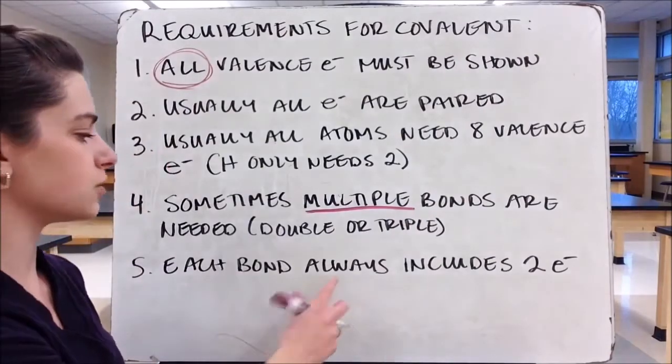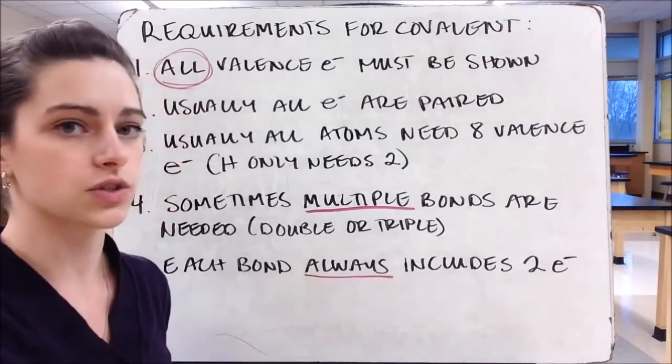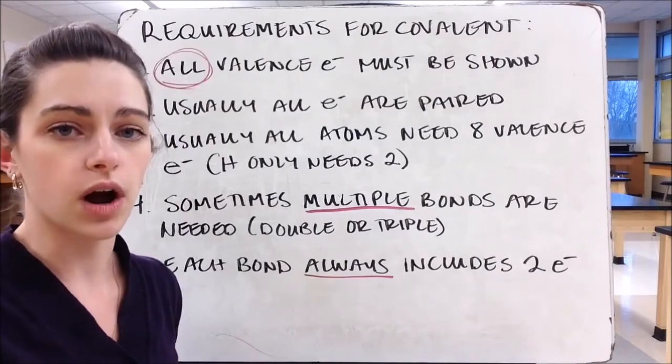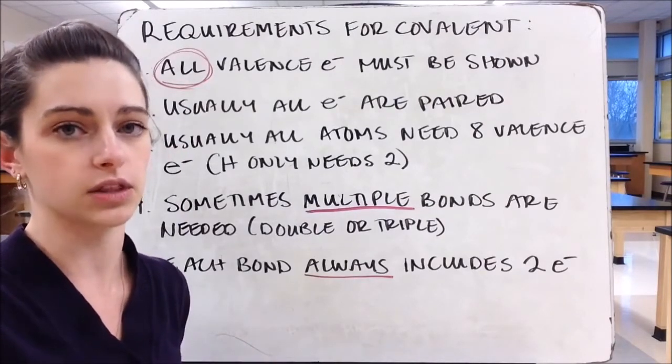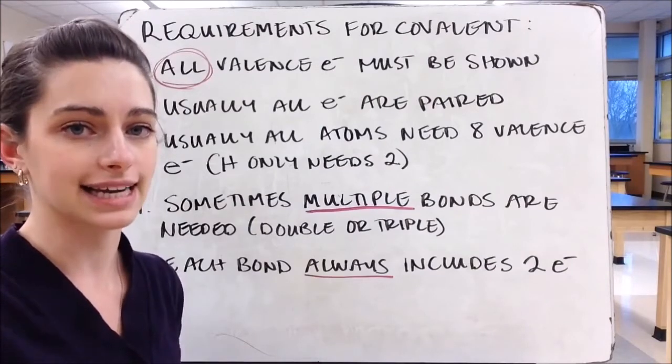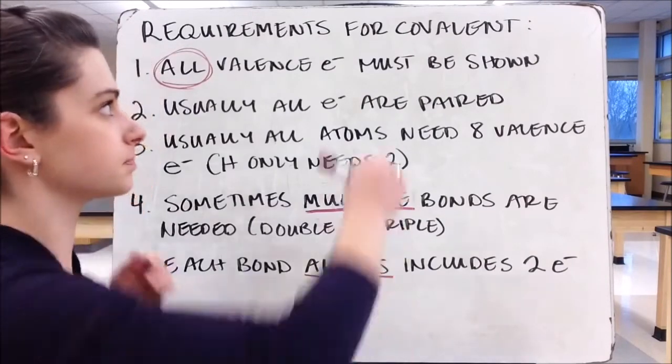And then finally, each bond always has 2 electrons. So whenever you draw a bond, you're indicating that there are 2 electrons being shared between those 2 atoms. So each bond counts as 2 electrons.